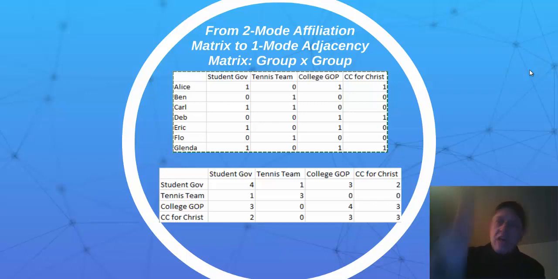And check this out. If you compare the columns, looking at our two-mode matrix again, we know that there are 3 people who have some knowledge of how they handled it in Campus Crusade for Christ. That means Alice, Deb, and Glenda, right? Now, Eric is in college GOP, but he's not in the Campus Crusade for Christ, so he doesn't know about that. But there are 3 people who do. What does that mean? That you have 3 sources of information who might remember how it was handled last year in the Campus Crusade for Christ. So what does that mean? It means that the college GOP is likely to handle it the same way, right?